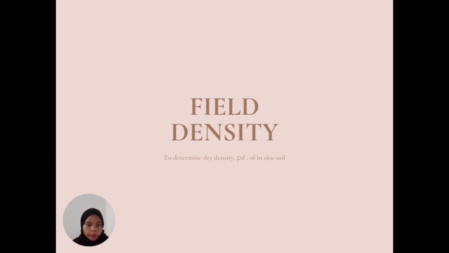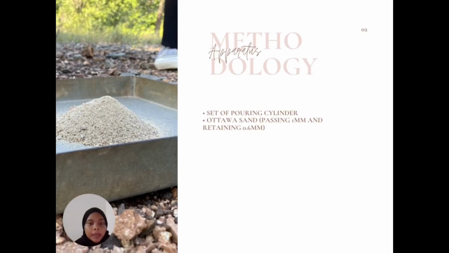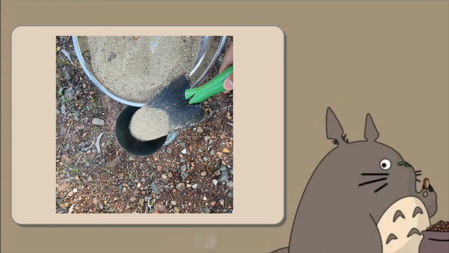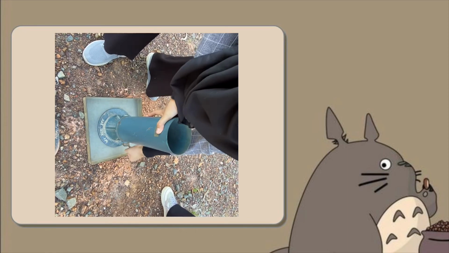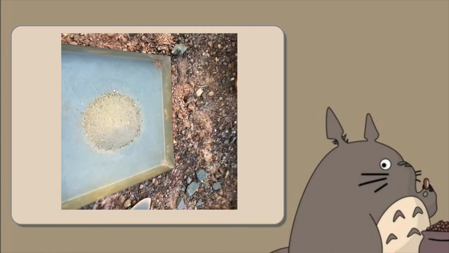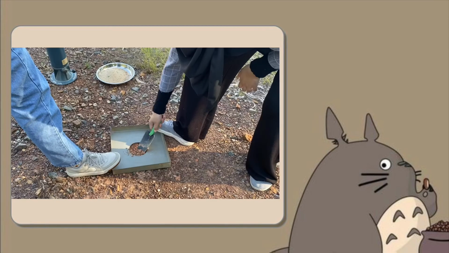The fourth one will be the field density test. The objective is to determine dry density of in situ soils. Apparatus: a set of pouring cylinder, Ottawa sand, passing 1 mm and retaining 0.6 mm. By using the calibration cylinder, the weight of cone that is produced under the pouring cylinder is determined by weighing the weight of that cone produced.